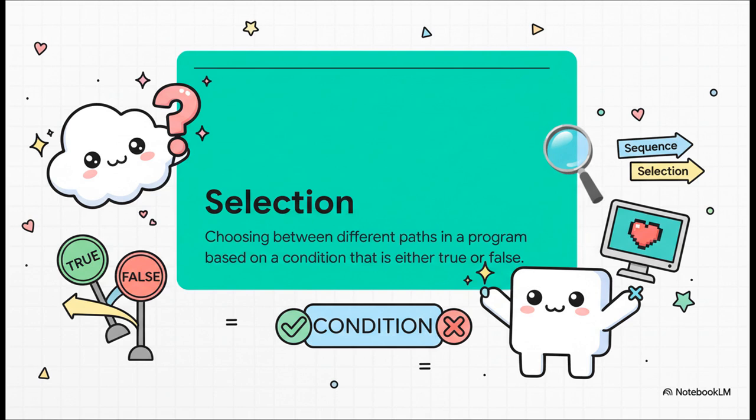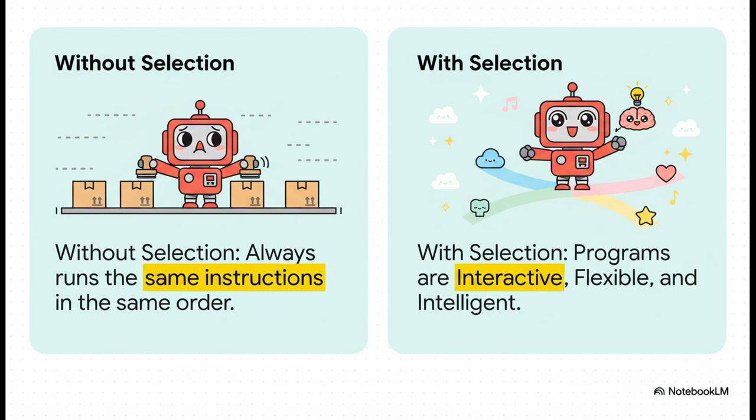Now, for any of you studying for your OCR exams, listen up, because this is huge. Selection is one of the 3 core programming constructs you absolutely have to know. This right here shows you the massive difference it makes. On the left, you've got a program without selection. It's rigid. It's a one-trick pony that does the exact same thing every single time. But on the right, with selection, the program comes to life. It can actually respond to what you do, handle different scenarios, and become way, way more powerful.